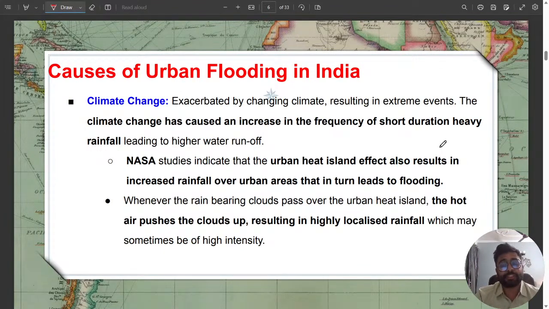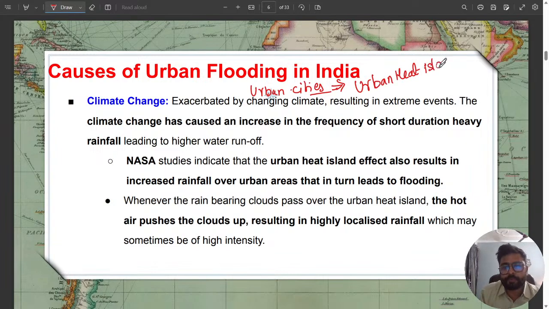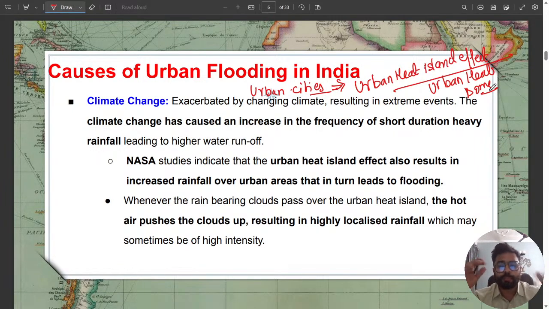Next cause is climate change. Due to climate change and global warming, urban cities are experiencing tremendous amounts of rain. Okay, there are various factors. First is the urban heat island effect, or urban heat dome. So what do we mean by these concepts? Basically, you will study all these concepts in environment and ecology.